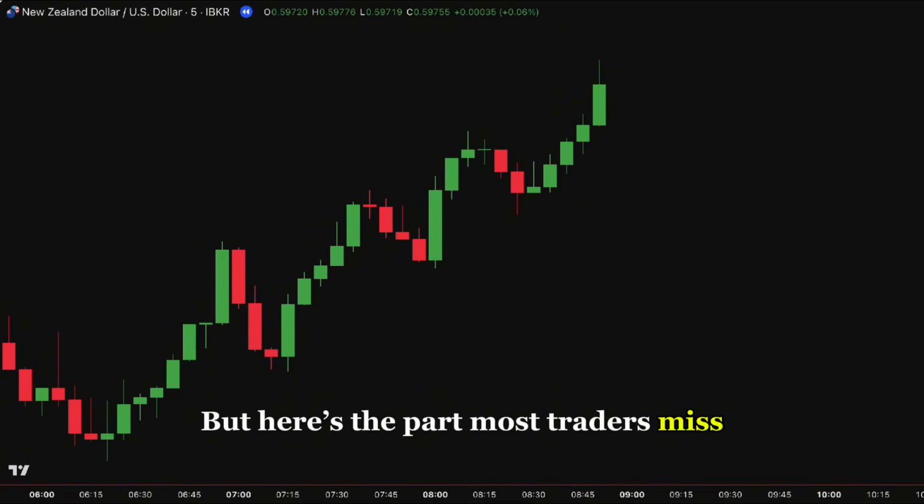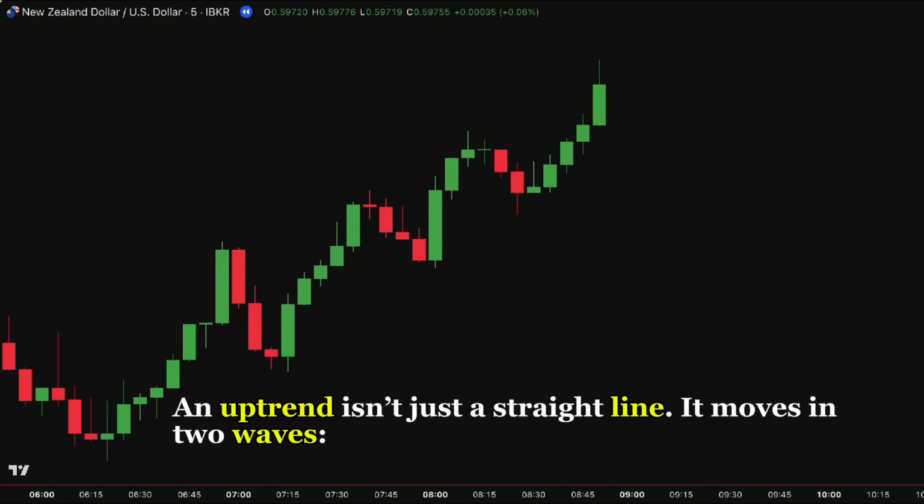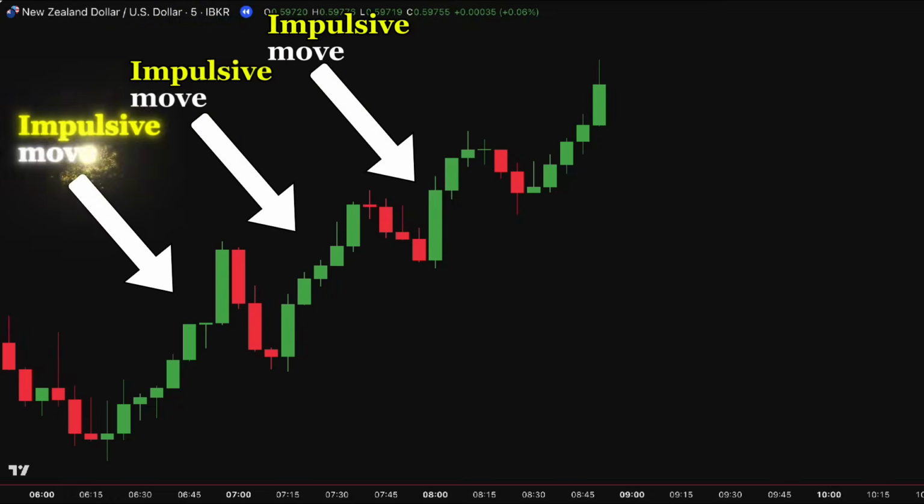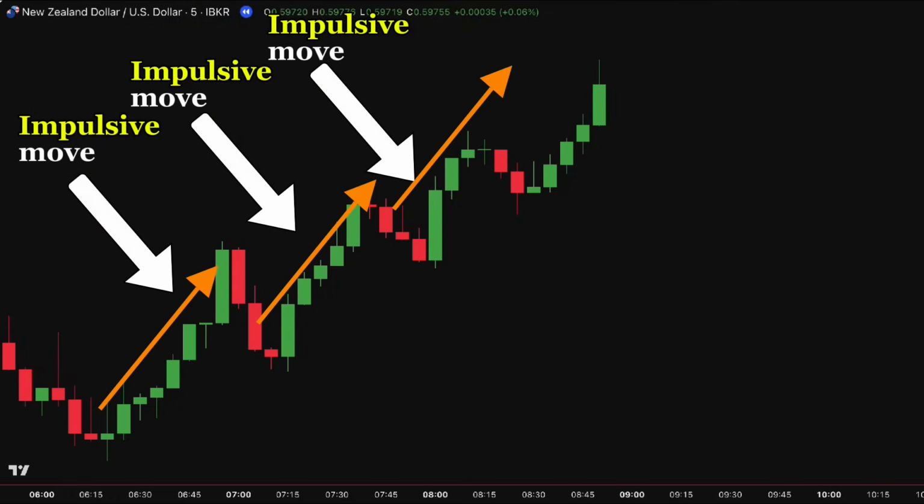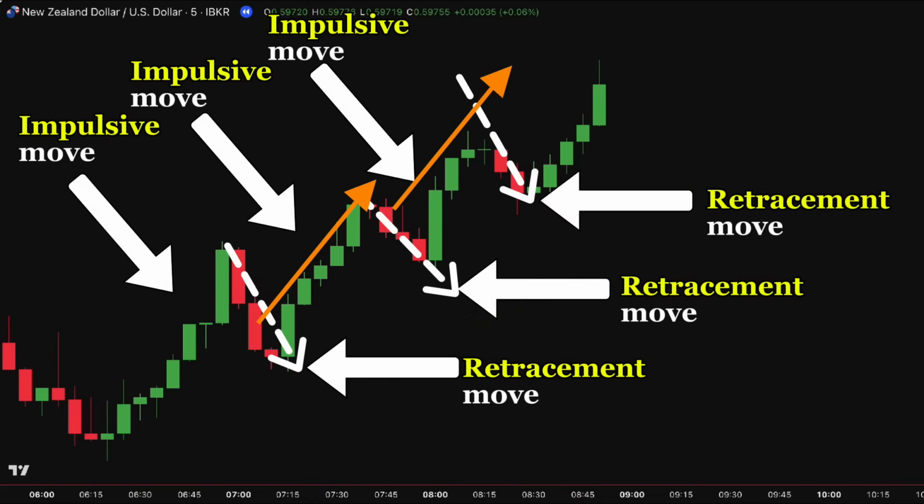But here's the part most traders miss. An uptrend isn't just a straight line. It moves in 2 waves. The impulsive move, this is the strong push upward. It's aggressive, fast, and usually driven by heavy buying volume. The retracement move, this is the temporary pullback. Price dips slightly, either to take a breath or to trap emotional sellers before launching higher again.